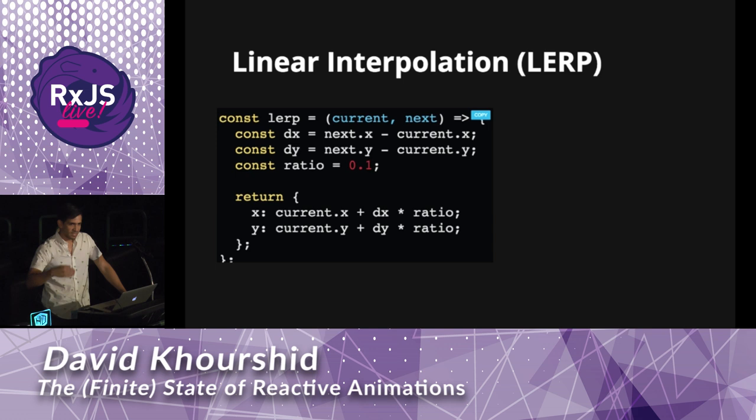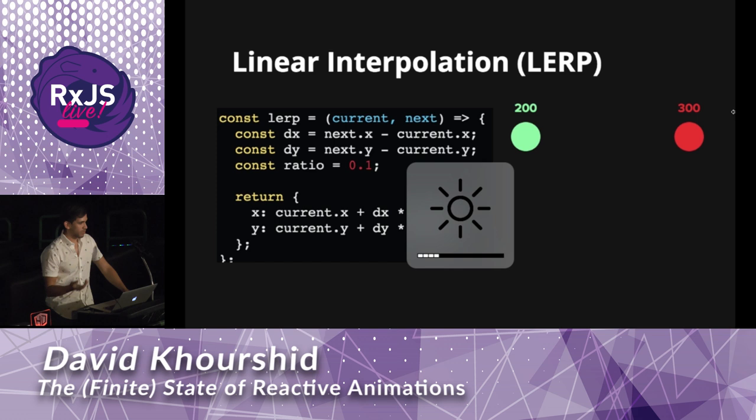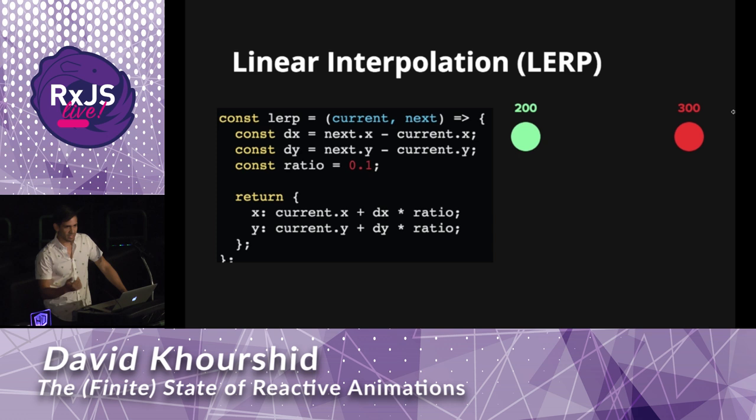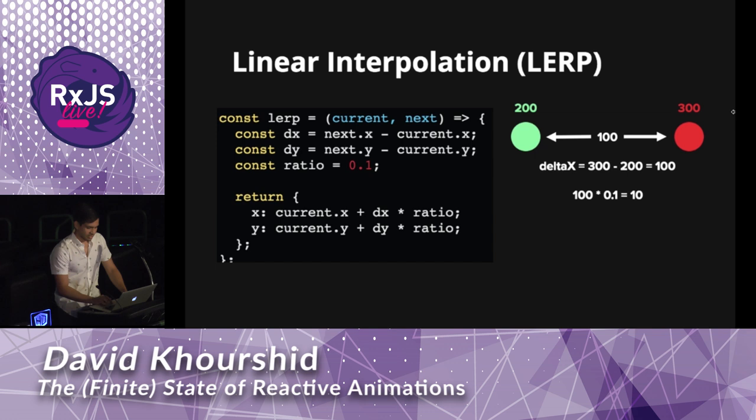What this means is it's a smooth way to go from one value to another value just by going by it every fraction. It's a simple equation, but I'll illustrate how that works. Let's say you have two values, 200 and 300. First you would find the delta between these values. In this case, it's 100. You would multiply that delta by a fraction, in this case, 1/10, and add that fraction of the delta to the first value. That would bring the first value a little bit closer to the last value.